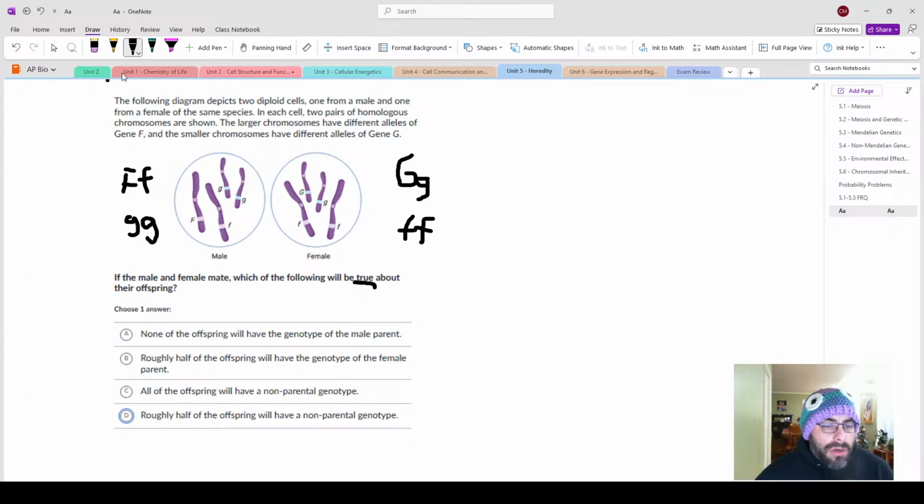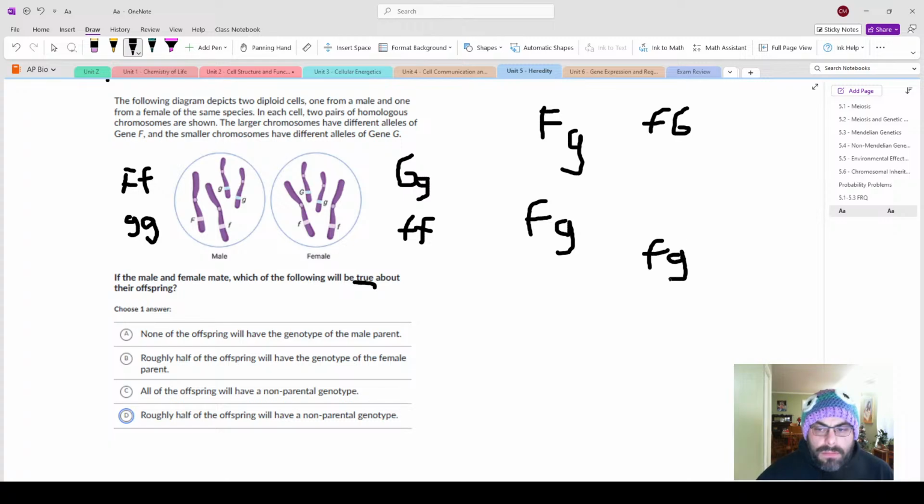All right, so how do you know? Well, this offspring or this parent can only make 2 gametes. The male can only make this gamete or this gamete, right? And over here, they can only make this and this. So none of the offspring will have the same as the parents.